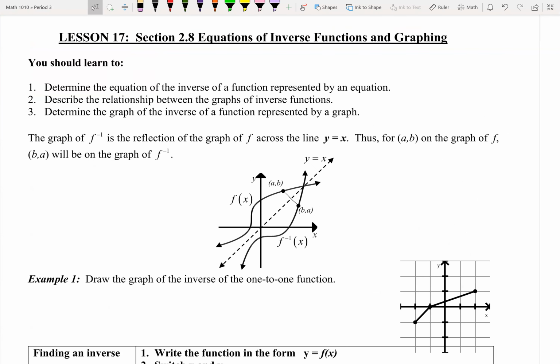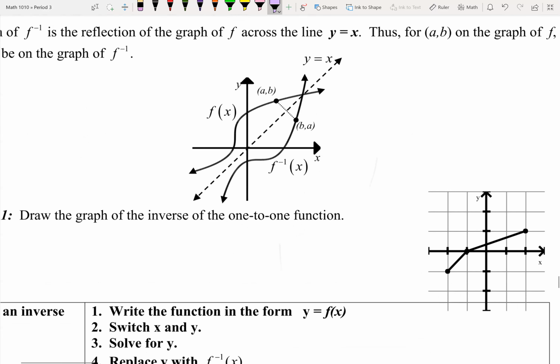All right, guys, this is lesson 17, and we're dealing with inverses again. Okay, so remember last time, you guys, if they gave us a table of values and we had the x's and the y's, how did we find the table for the inverse? What did we do? We switched them, right? So that's what we're going to do on a graph. We're basically going to do the same thing.